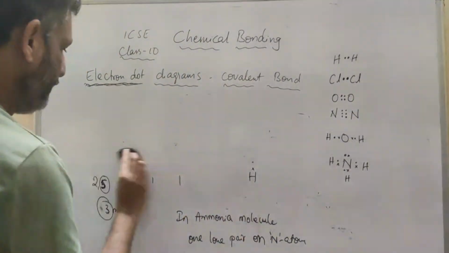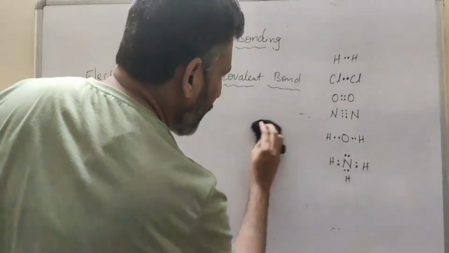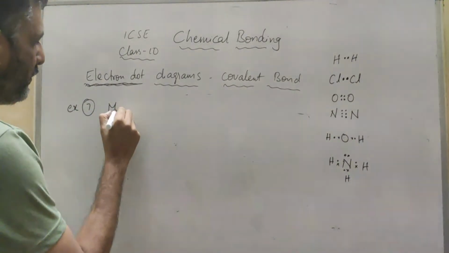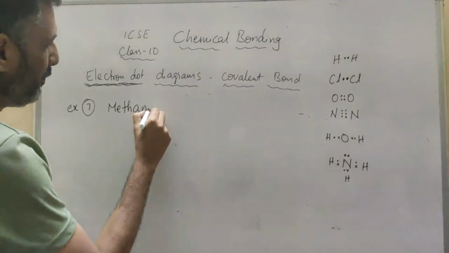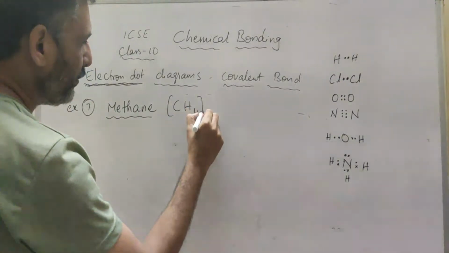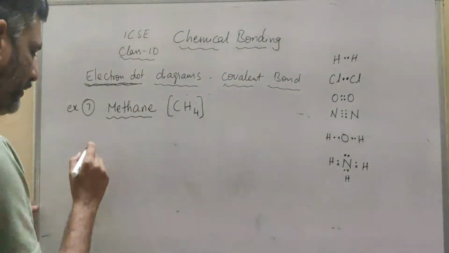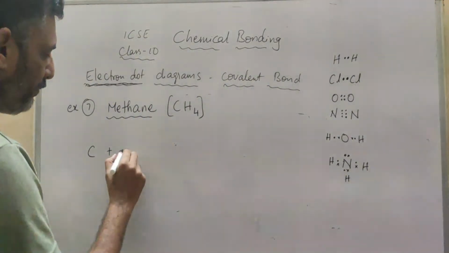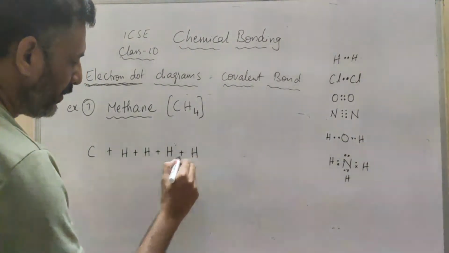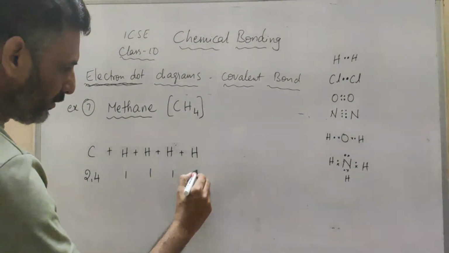Next example. Example 7, that is methane. Methane molecule, that is CH4. So one carbon, 4 hydrogens. If you understand all these examples, it is just easy. So one carbon with 4 hydrogens. The electronic configuration of carbon is 2, 4, and hydrogen is 1 each.